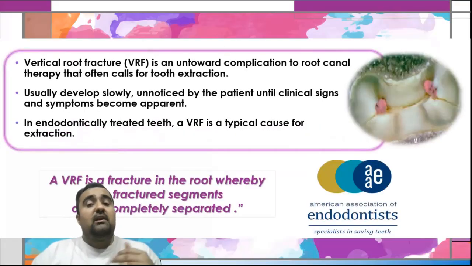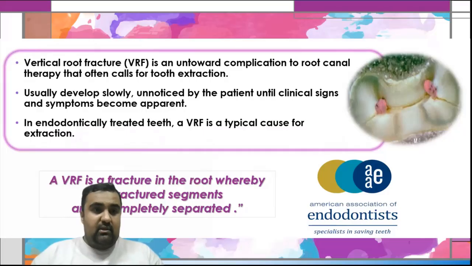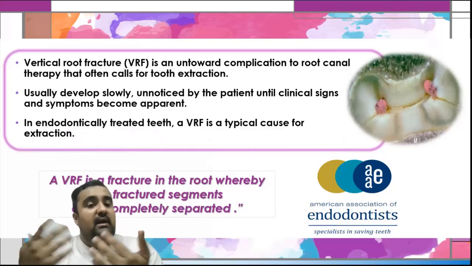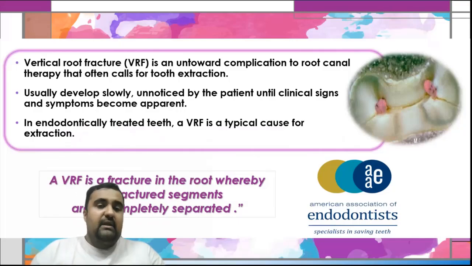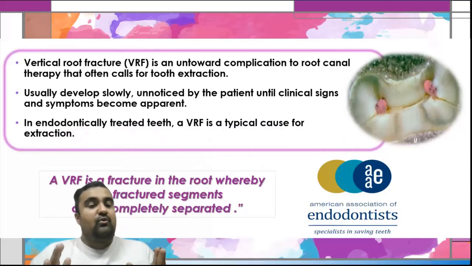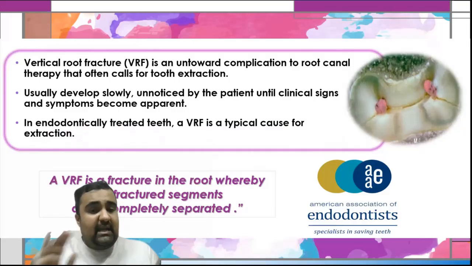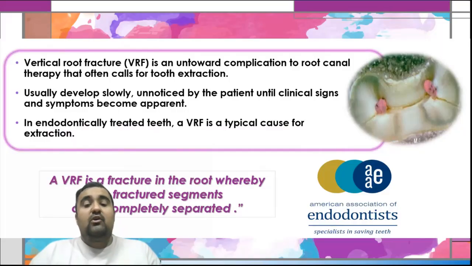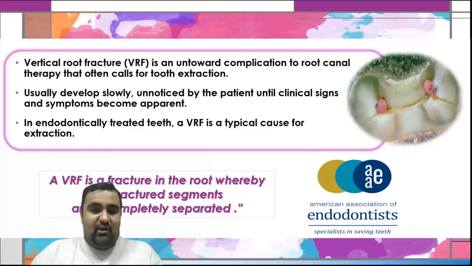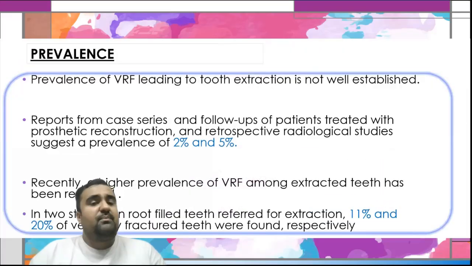It is an untoward complication of root canal therapy which calls for immediate tooth extraction. It usually develops slowly and is often unnoticed by the patient until there are enough clinical signs or symptoms to make it apparent. In endodontically treated teeth, a VRF is a typical cause for extraction. A VRF is a fracture in the root whereby the fracture segments are incompletely separated, according to the American Association of Endodontists.